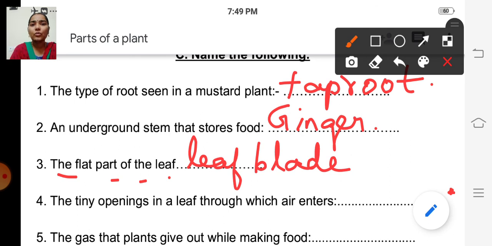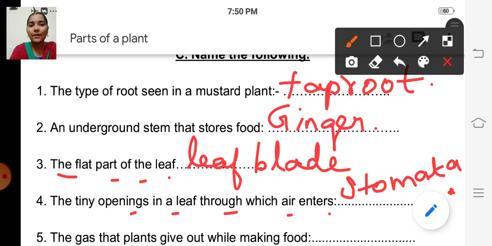And next one, fourth one, the tiny openings in a leaf through which air enters. It is called stomata, isn't it? Stomata. The tiny openings in a leaf are called stomata. Fifth question, the gas that plants give out while making food. So while making food, the plants take carbon dioxide and give out oxygen. Okay, oxygen.